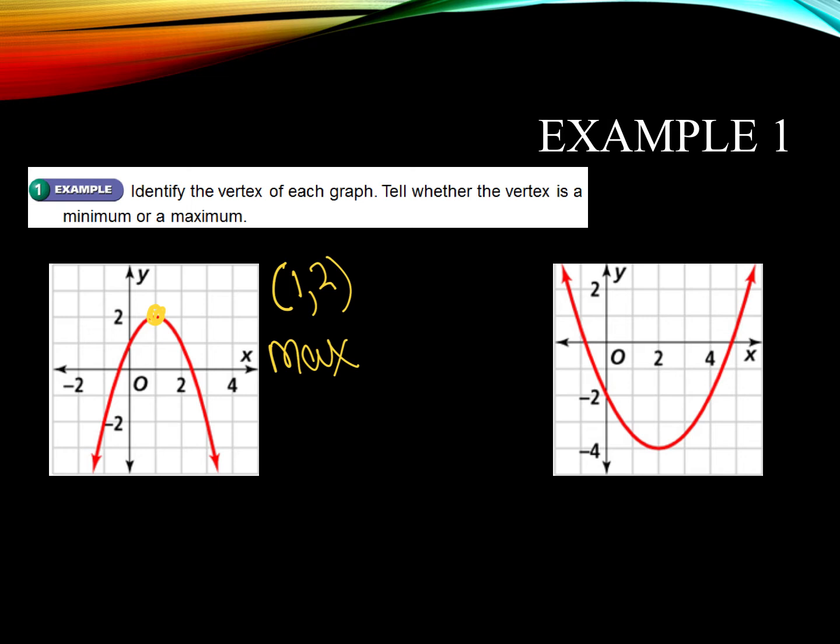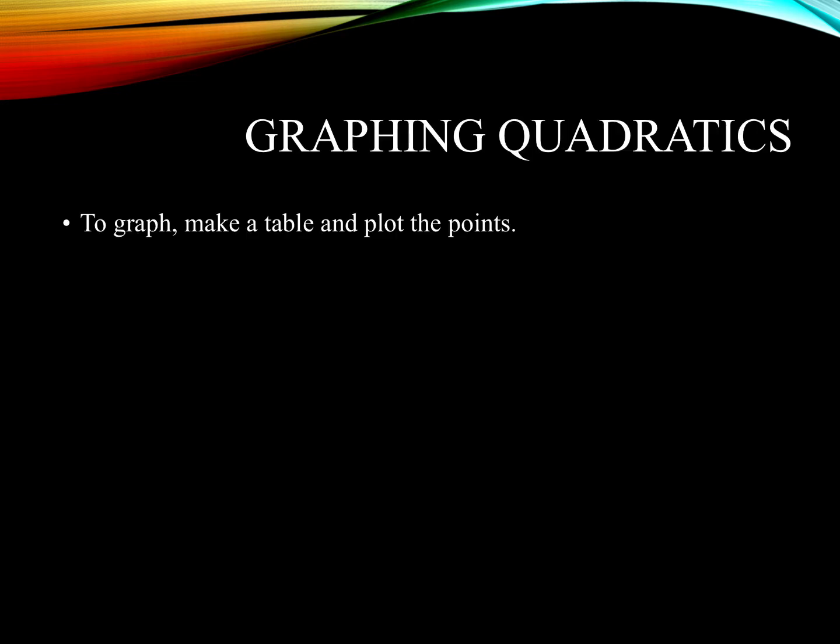Likewise, on my graph here on the right, I can see that I have my lowest point right here at the coordinate point 2, -4. And because it's at the bottom of that U, then this would be my minimum value. So here in just a second, we're going to start graphing our own quadratic formulas.